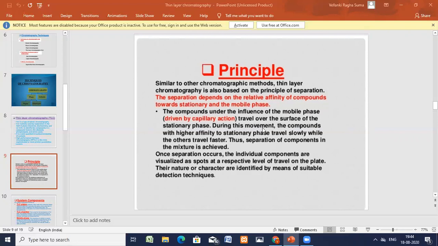During this movement, the compounds with high affinity to the stationary phase travel slowly while the other ones travel faster. One will be traveling slow, the other one faster. That is the principle. As the traveling speed changes, the retention will also change, and thereby separation of the components in the mixture is achieved.